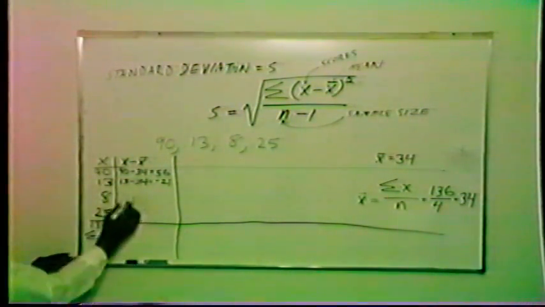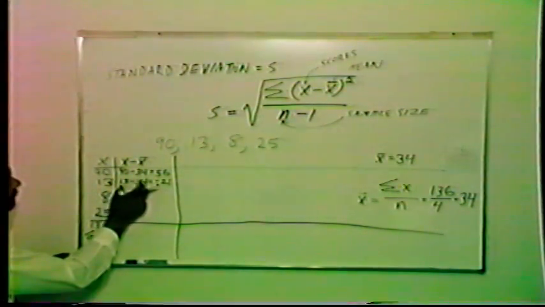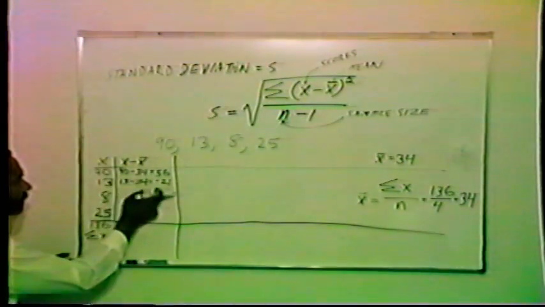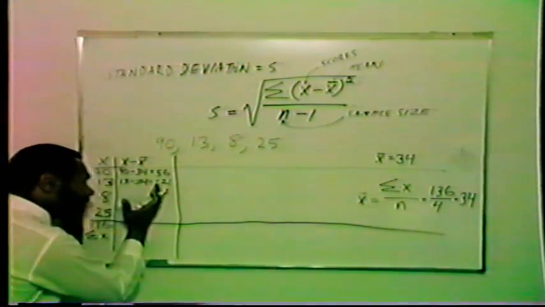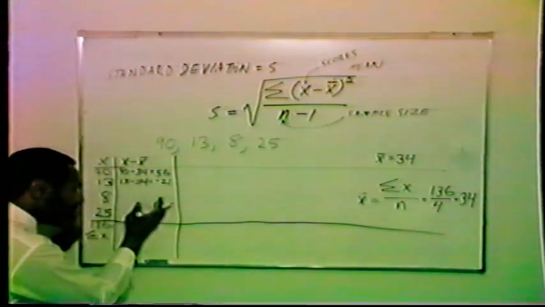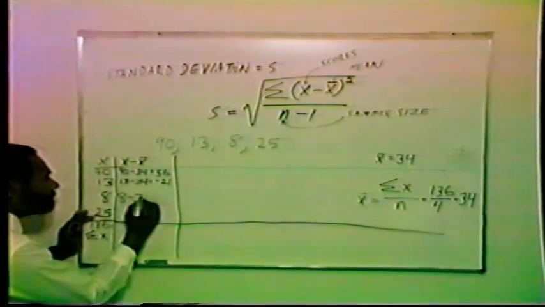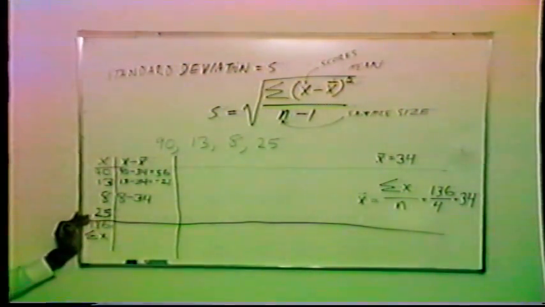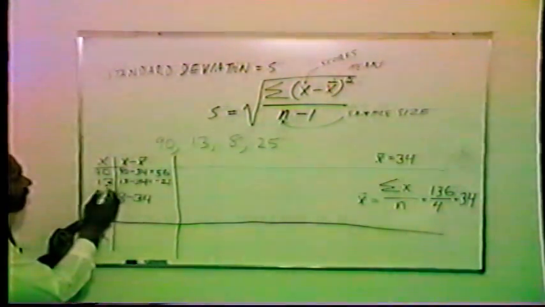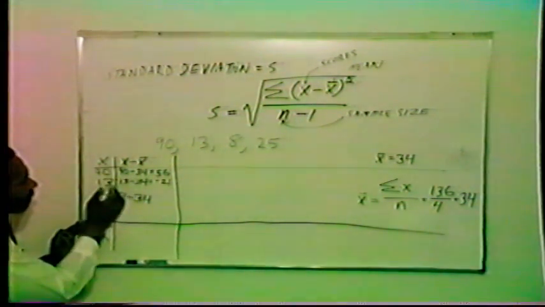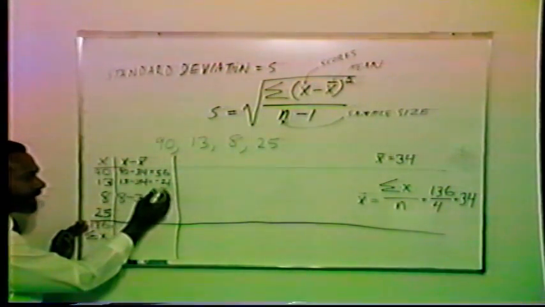And that is the distance, or really the difference between this score and the mean. You see what you're doing when you're finding the standard deviation. You're finding out how far each one of the scores is from the mean. Next, I find out how far this score, 8, is from the mean. 8 minus 34. And notice here that when you get a negative number, you're below the mean. The mean was 34. 13 is smaller than 34. I got a negative number, negative 21.